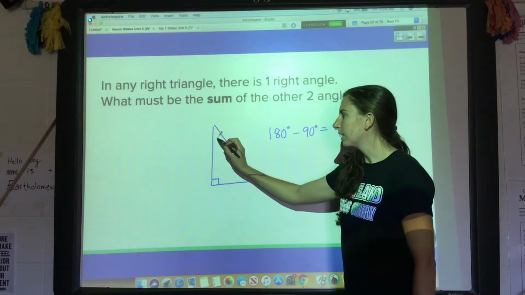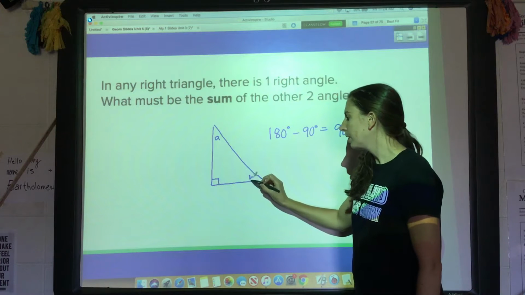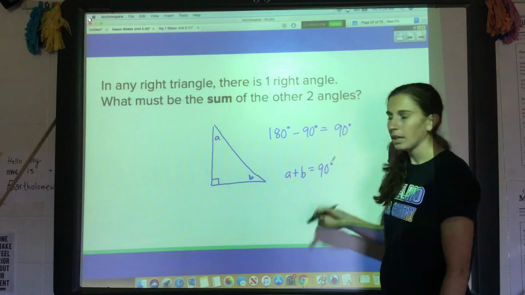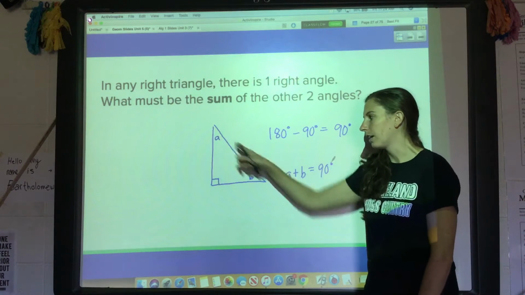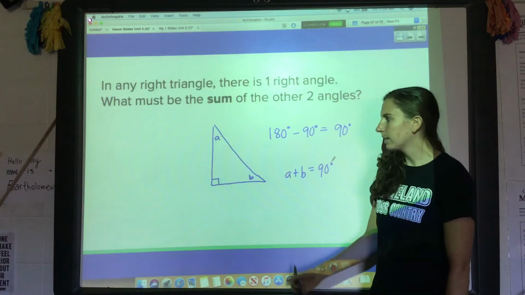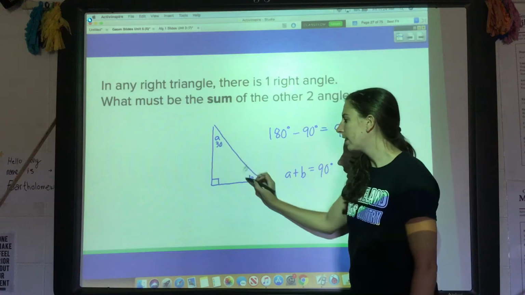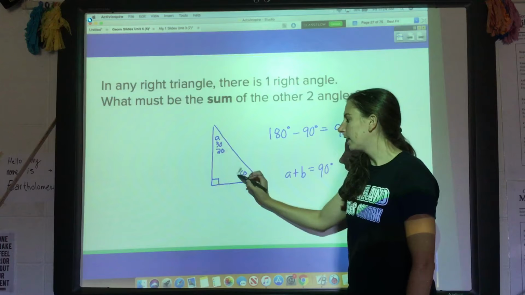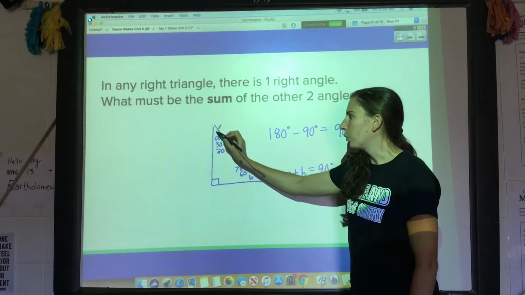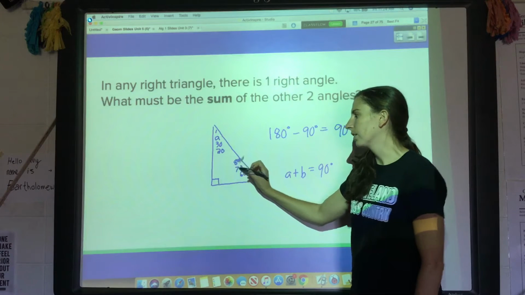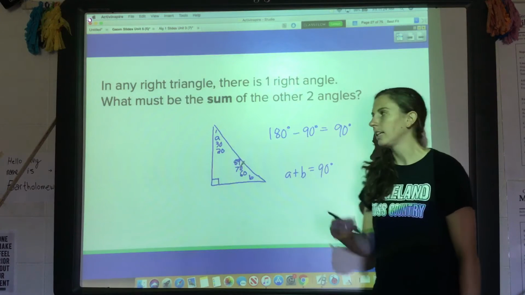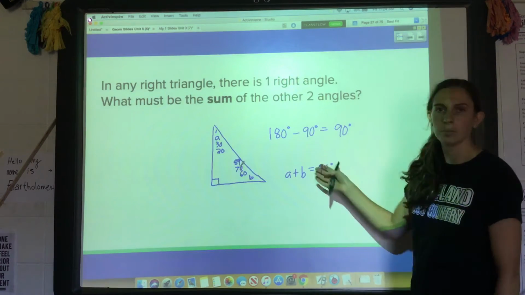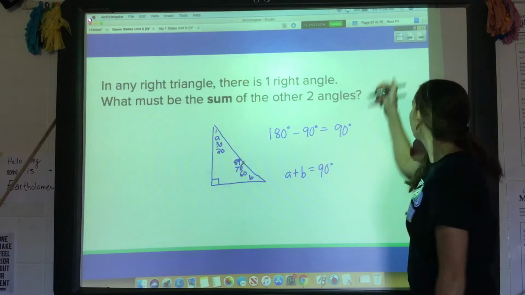So basically, if this is angle A and this is angle B, I know that A and B add up to 90 degrees. It may be split evenly, like 45-45, or maybe something else, like 30-60, those add up to 90, or 20 and 70, or even like 1 degree and 89 degrees, but they have to add up to 90. So these two angles in a right triangle are complementary. They always add up to 90.